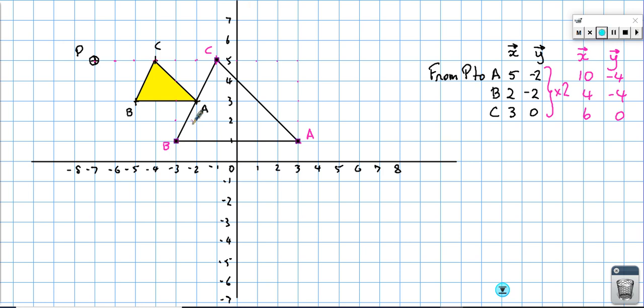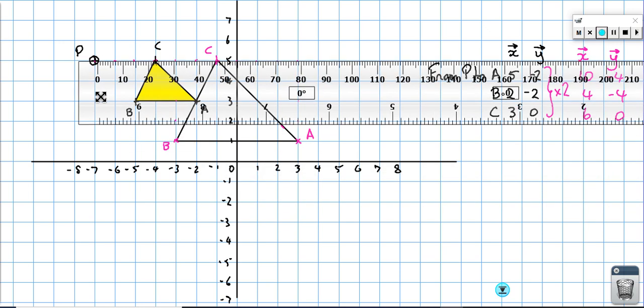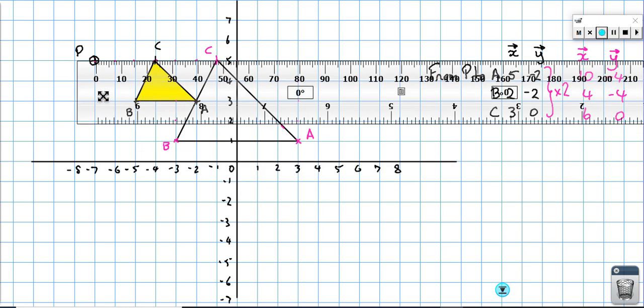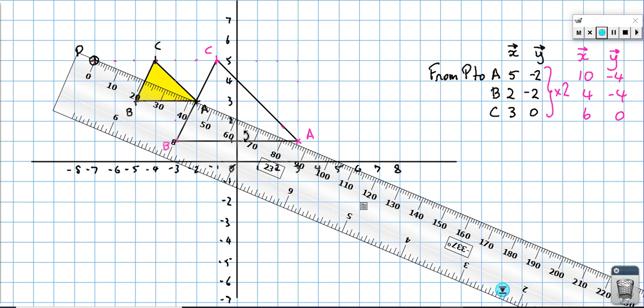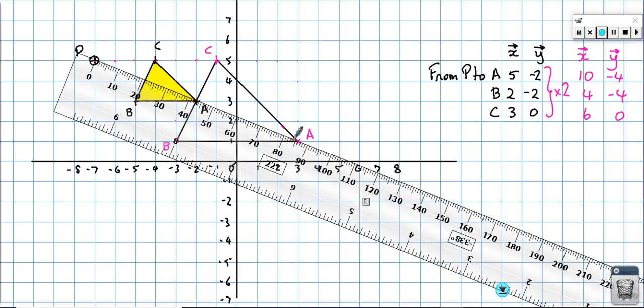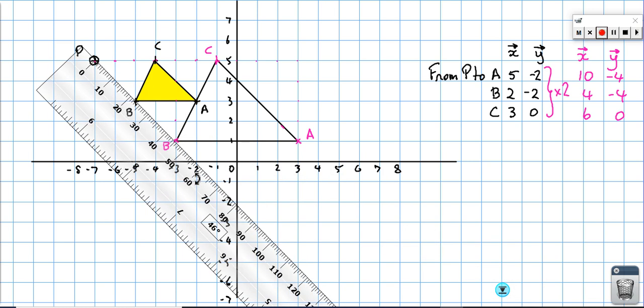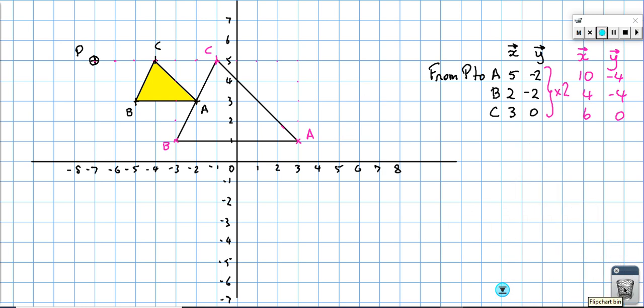So this triangle has been enlarged by a scale factor of 2 from this triangle, from this point. Again, we can check whether it's correct using the ruler trick. Okay, so I have 0 there. C passes from C. A passes from A. And B passes from B. So that's correct. Okay, so that's our second part of the lesson, where we have enlarged the shape from a point which is not the origin.